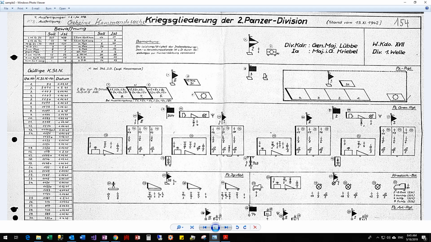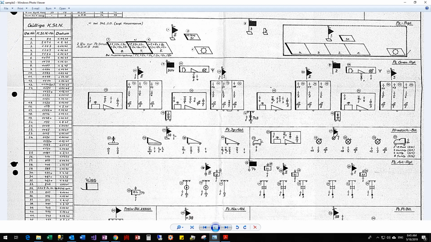This is for the 2nd Panzer Division. You will notice that this is late 1942, and many of the KStNs are November of 1941. You will also notice the symbols on these diagrams are a lot different than the later war diagrams. Most of them generally do not have the KStNs identified, but I find that to be a very good feature on the ones that you can find it on.